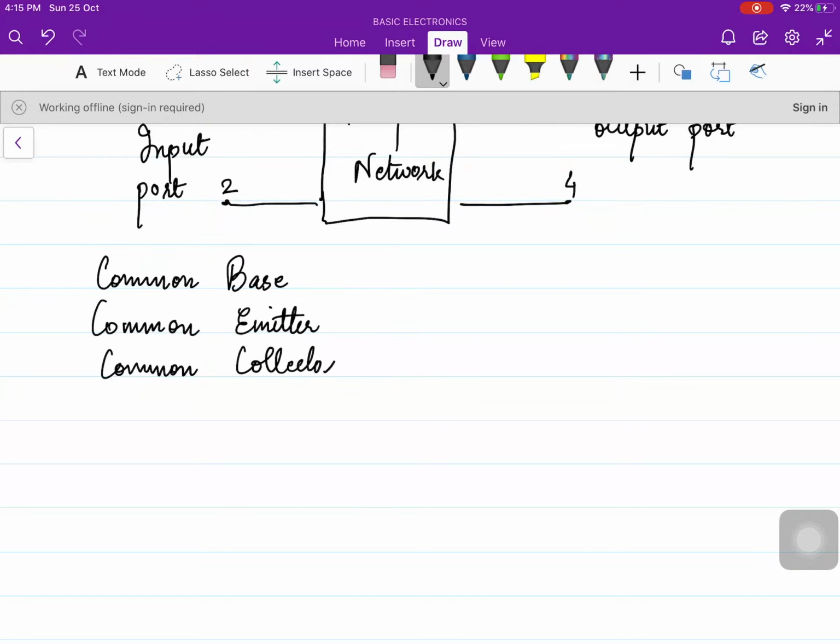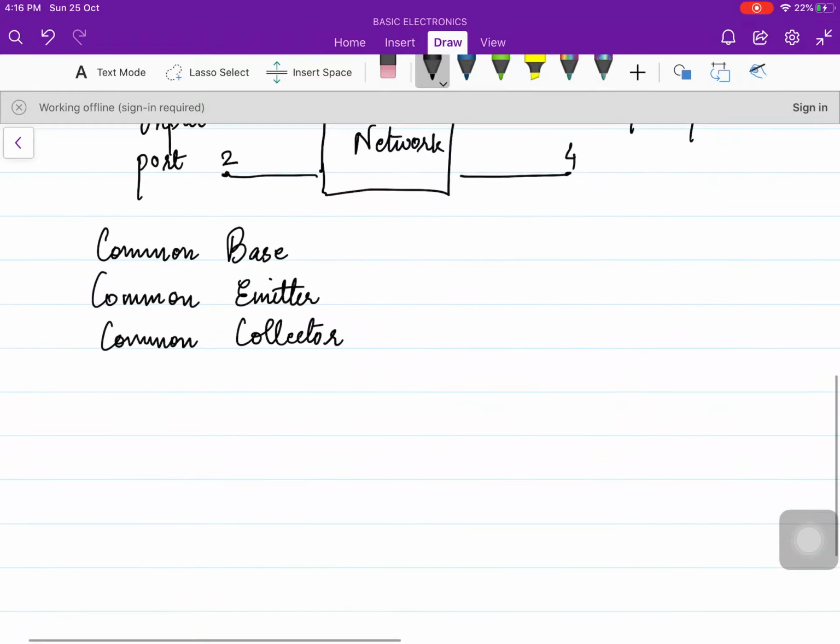In the case of common base, you are making the base terminal common to the input as well as to the output port. In the case of common emitter, you are making the emitter terminal common to the input and the output port of the network, and same is the case with the common collector. So let us start with common base configuration.